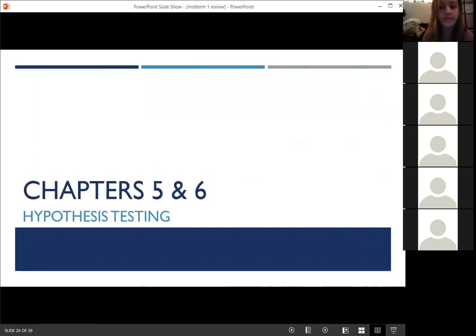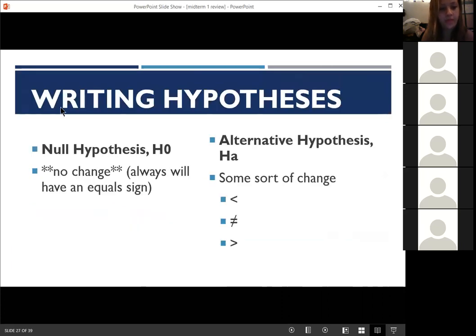Okay, chapters 5 and 6. This stuff should be fresh in your mind, guys. For hypothesis testing, when you're writing your hypotheses at the beginning, you want to make sure that your null hypothesis always has an equal sign, because our null is saying that there's no change in the population given the samples that we took. The alternative is saying something's going on, there's some sort of change, and depending on the situation, it could be less than, not equal to, or greater than. So our alternative is never going to have an equal sign. The null will always have an equal sign, nothing else. And our alternative is just saying some sort of change is going on.